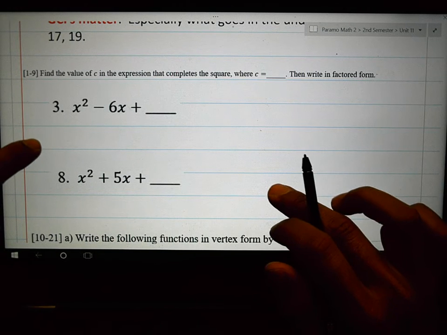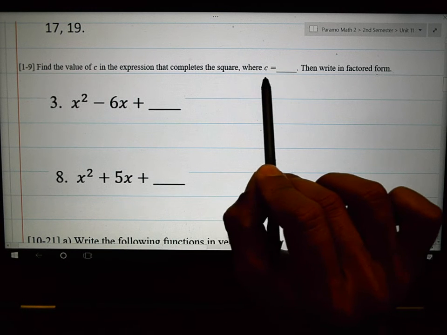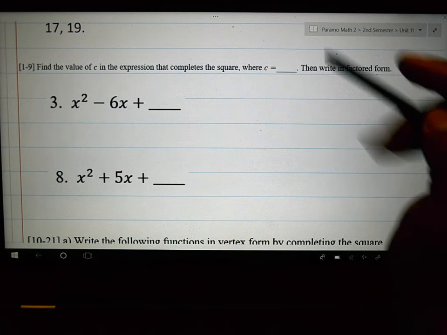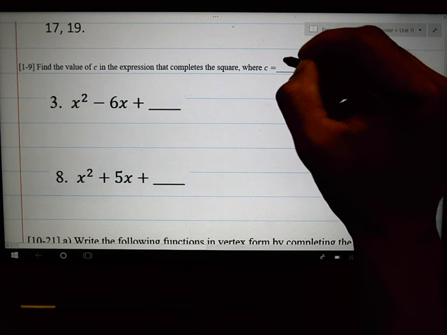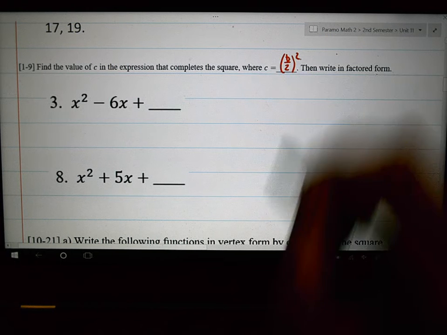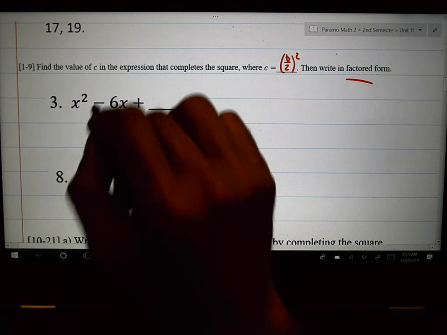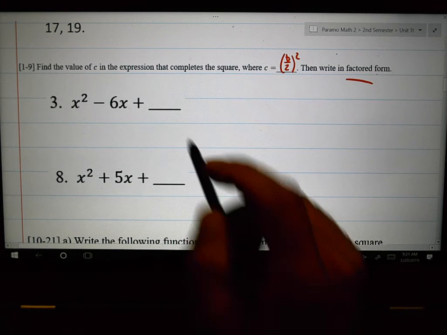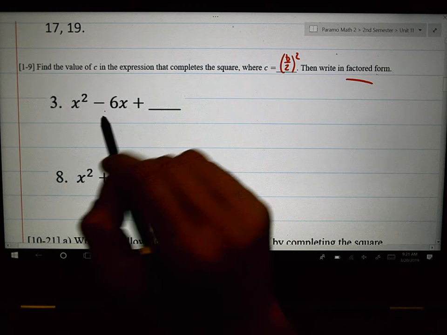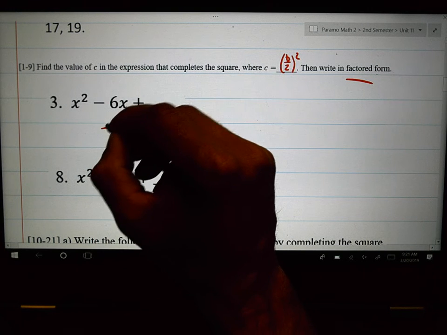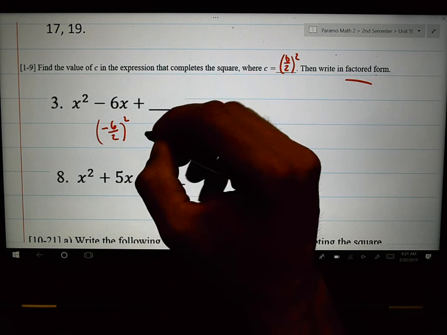Okay, here's number 3. Find the value of C in the expression that completes the square, where C is equal to B over 2 in parentheses squared, and then we're going to write it in factored form. So we have two things to do. If they give us this B value, we got to figure out what C is. So the B value here is negative 6. Half of negative 6 squared is negative 3 squared.